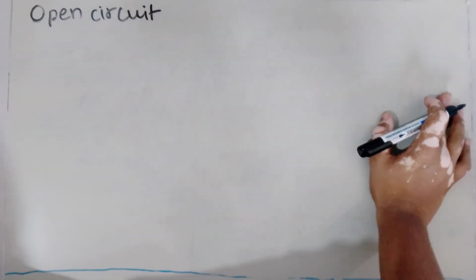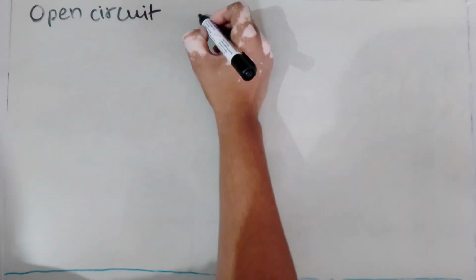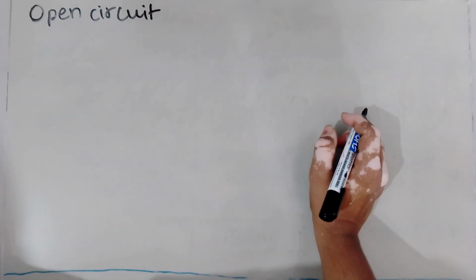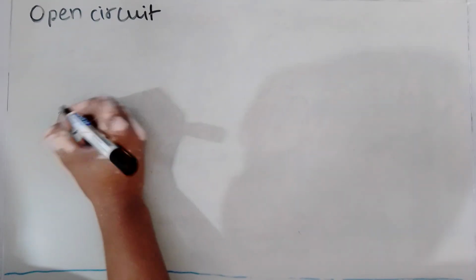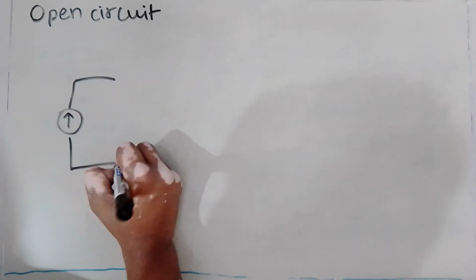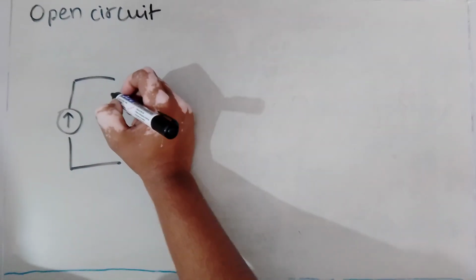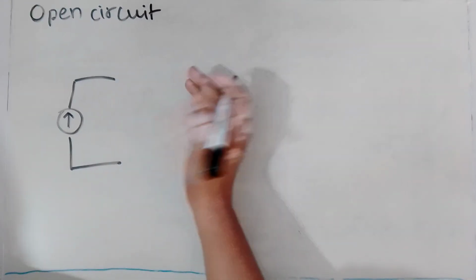We will now discuss the concept of open circuit, and we will also take two cases, ideally and practically, in this situation also, that is the situation of open circuits. And for that we will take a current source instead of a voltage source, and let's see what's the difference of open circuit and a short circuit.